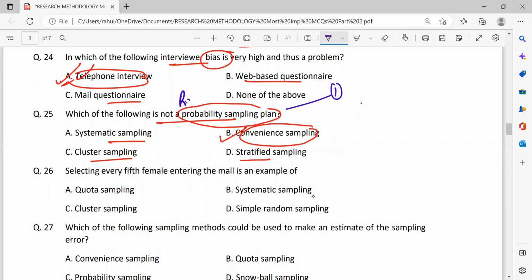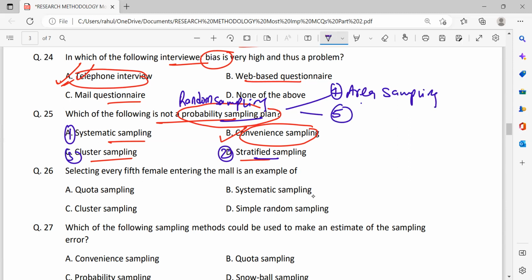It is also called random sampling and probability sampling plan. One is systematic sampling, then we have stratified sampling. Third is cluster sampling. Apart from it, we may have area sampling. It is also part of the probability sampling plan.